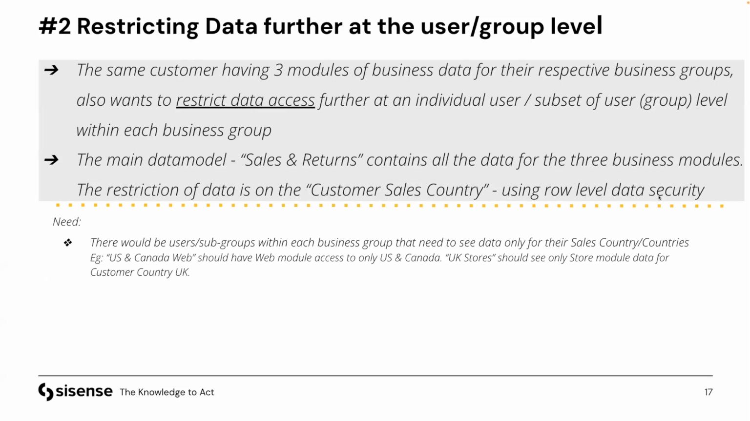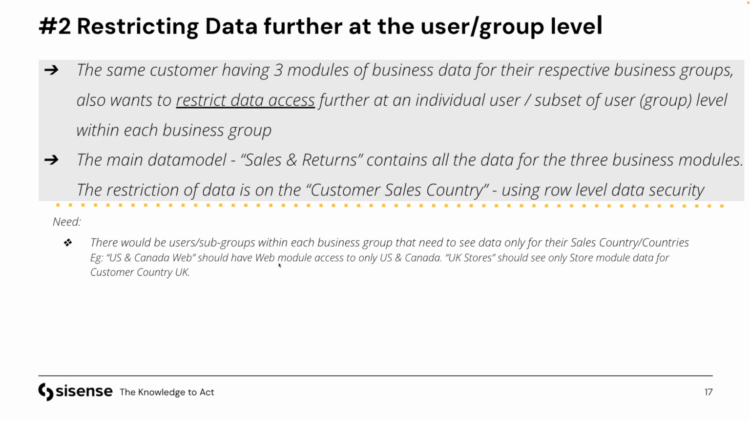The second use case is restricting data further at the user group level. Now we have already restricted the field's visibility to the user level. But what if I have another restriction, let's say a geographical restriction, where a user can only see a specific country's data, and another group within web or catalog can see another group of countries? If that is your use case, if you're trying to restrict the data within a business module, then how can we do that?